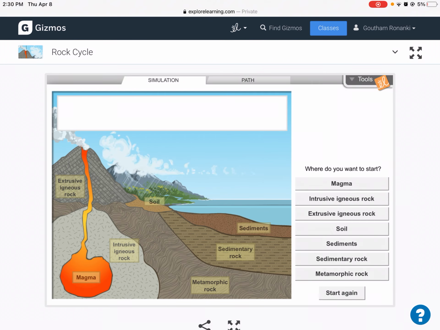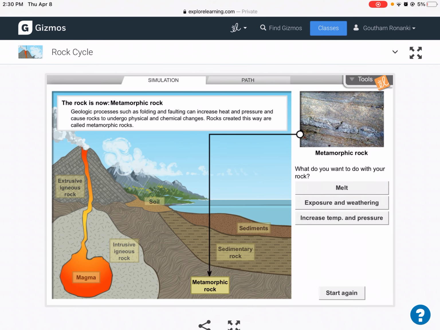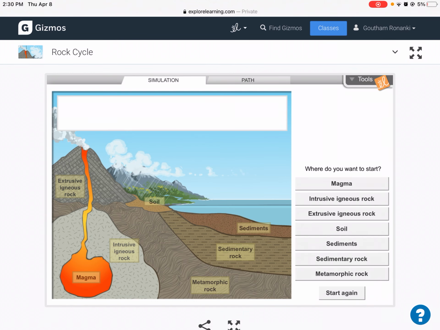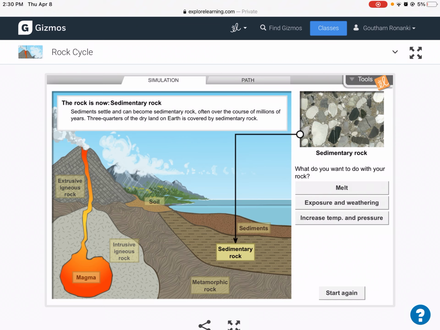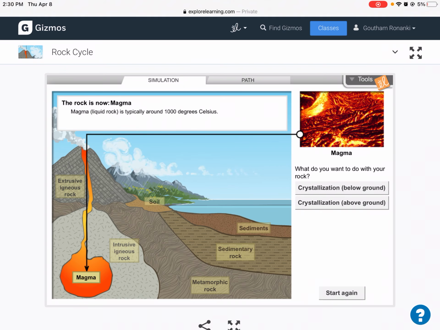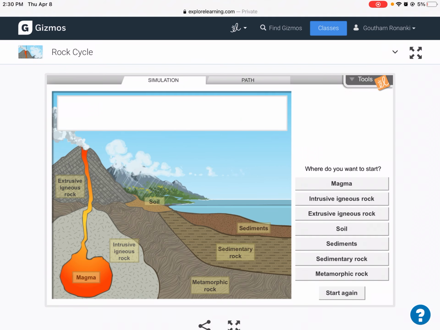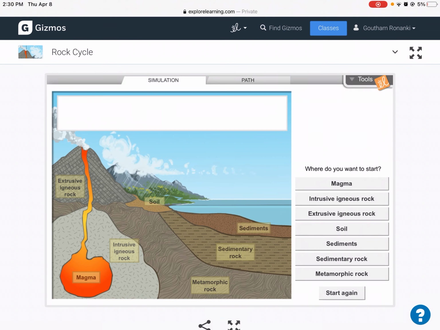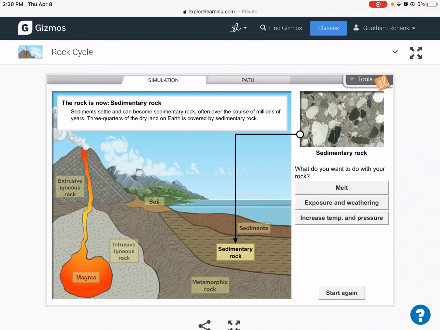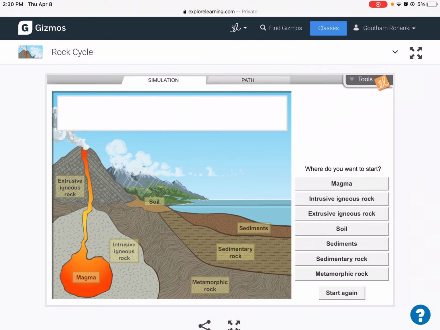Next, if you expose extrusive rock to weathering, it's more soil. Increase the temperature, and it goes back to metamorphic rock. Now let's check soil. If you erode it and deposit it, it will stack into layers. It will go to sediments. Then if you compact it, it turns into sedimentary rock. You melt it, it goes back to magma. And next, if you expose it to weathering, it goes back into soil, and if you increase the temperature and pressure, it goes to metamorphic rock.